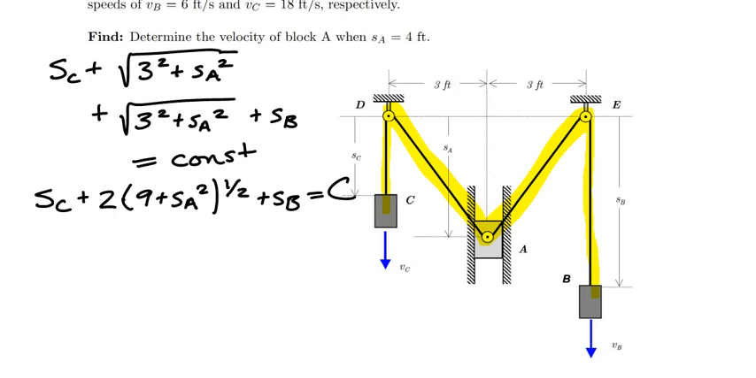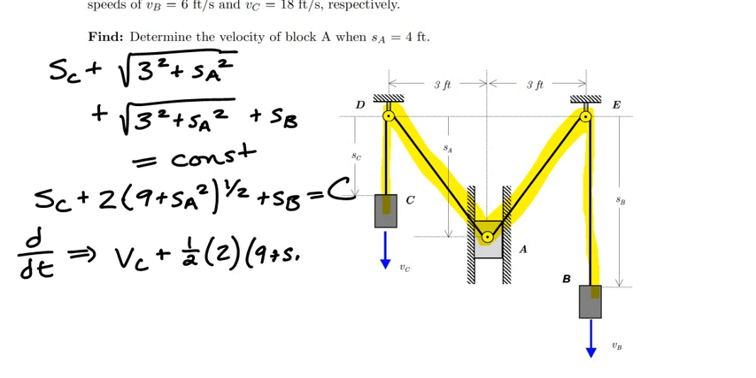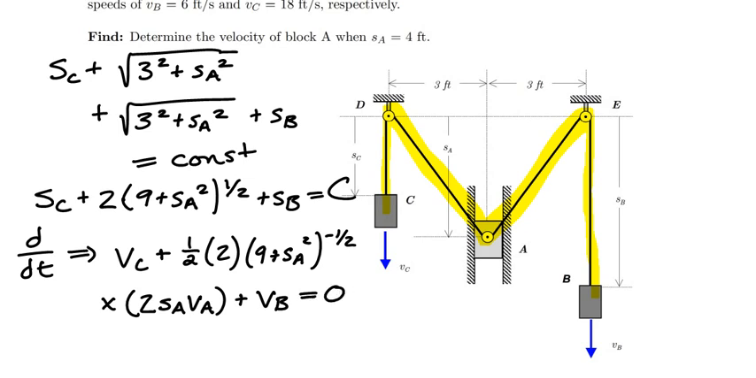Now in this problem we don't want a relationship between SC and SB, but rather their velocities. And so what I'm going to do now is take a time derivative of this expression. The first term will give me the speed VC, plus the next term is going to give me 1/2 times quantity 2 times quantity 9 plus SA squared to the minus 1/2 power. And I need to multiply it, because it's a time derivative operation, times the time derivative of what's inside those parentheses. So I'm going to have 2 SA times VA. And I'm going to add to that the time derivative of SB, which is simply VB. And I know that'll equal the time derivative of a constant, which will simply be 0.